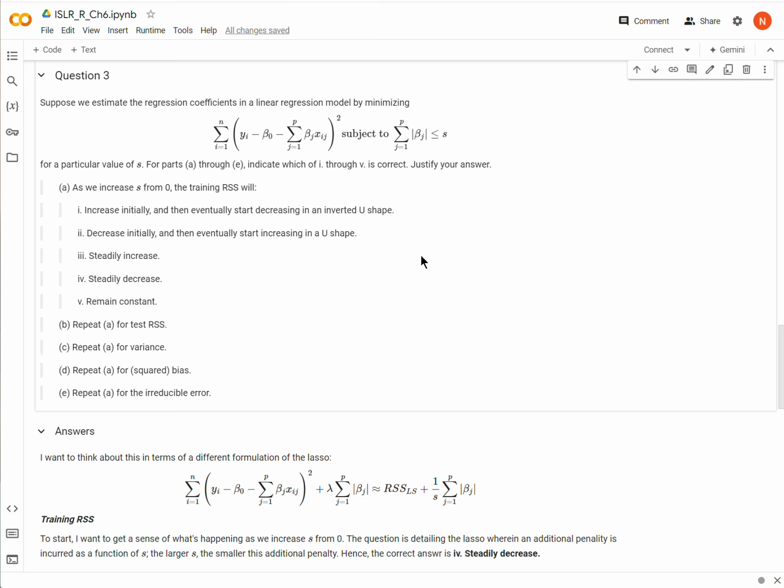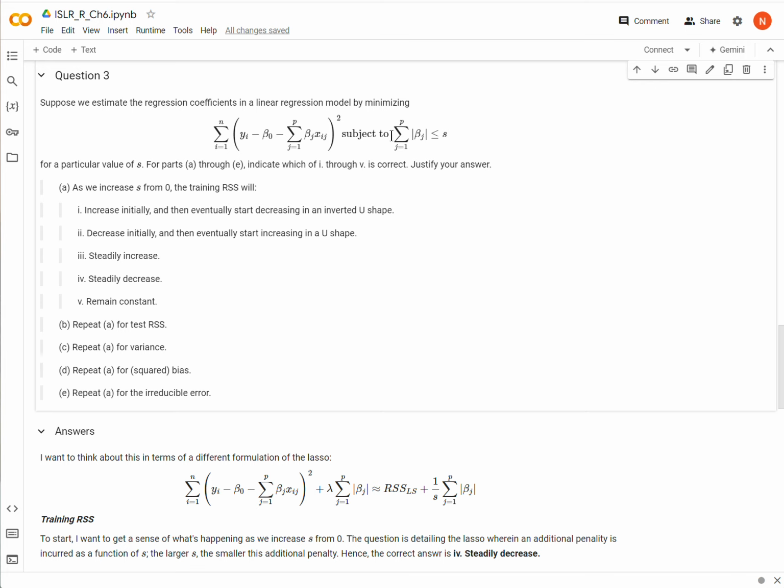And so as s gets smaller, we're imposing a larger bias, and as s gets bigger and bigger, we're accumulating more variance in the solution space. And somewhere in there is going to be the right answer.